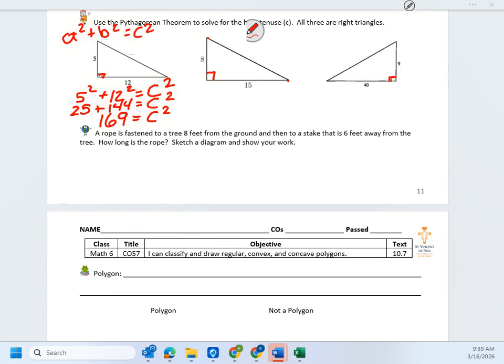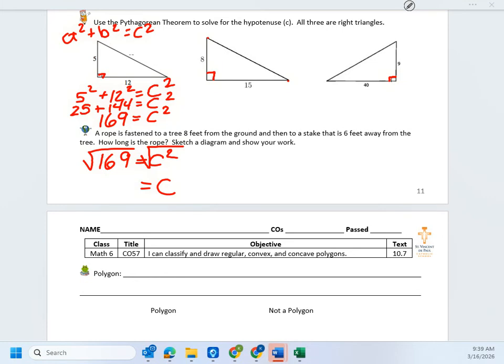I'm going to show you what it looks like. So if we have, I'm running out of room here, so I'm going to go down lower. We have 169 equals c squared. The opposite of squaring is this symbol. Does anybody remember what that symbol is called? Presley? The square root. So in order to get that c by itself, we have to get rid of that square. So we have to find its square root. And that's going to equal the square root of that number on the other side.